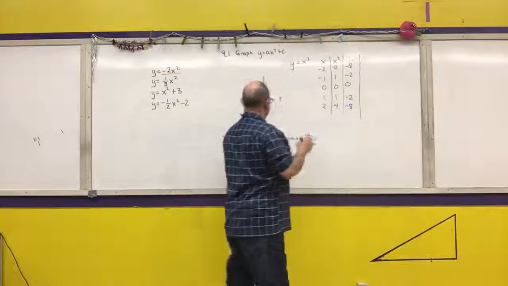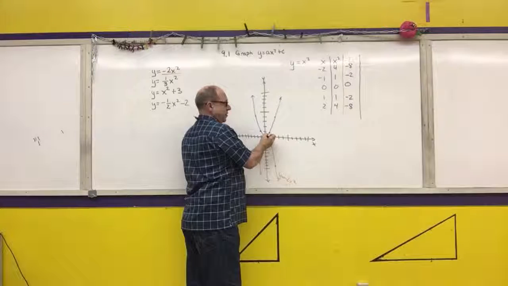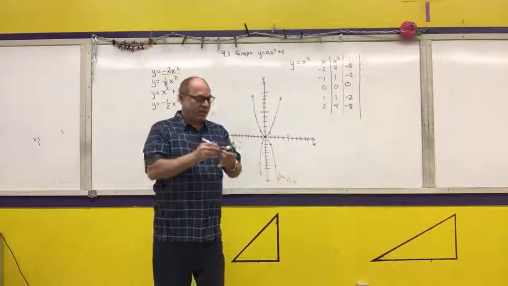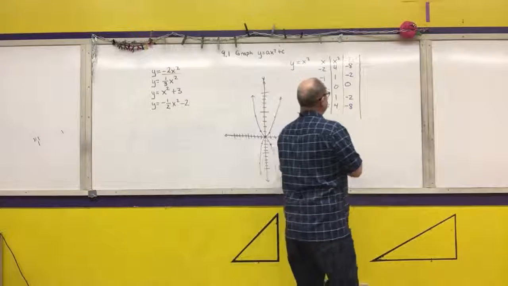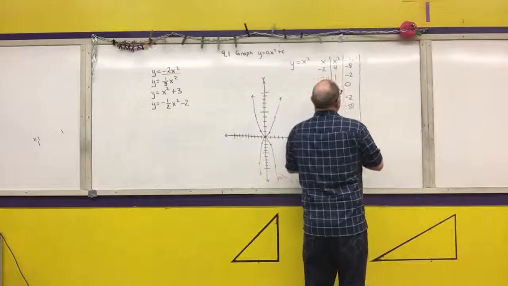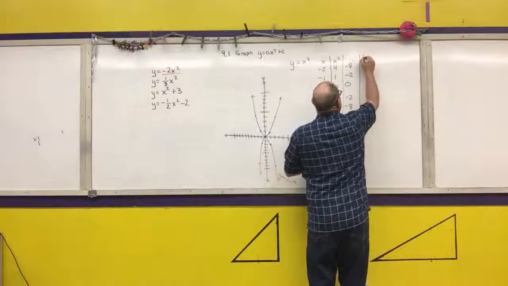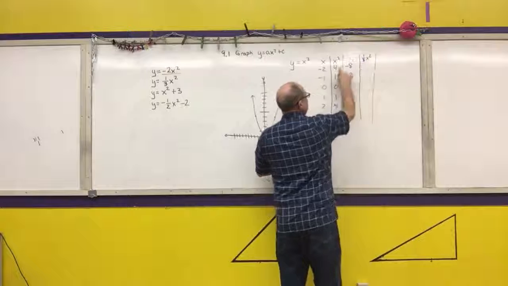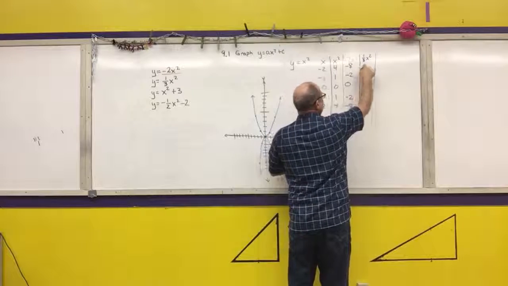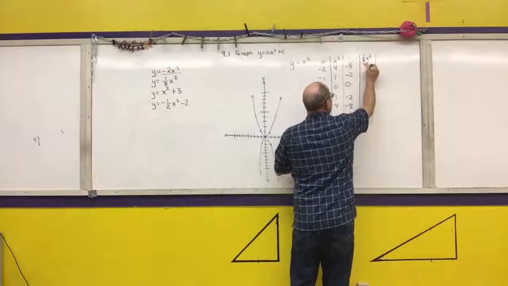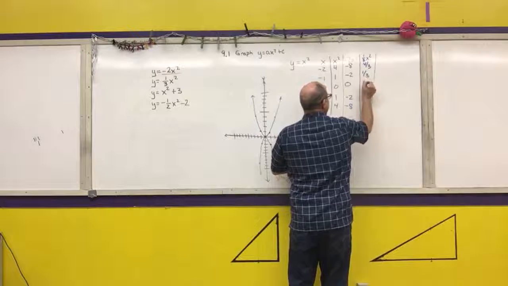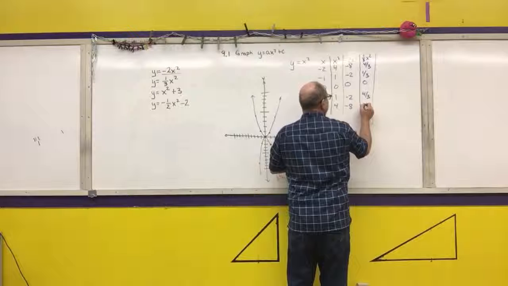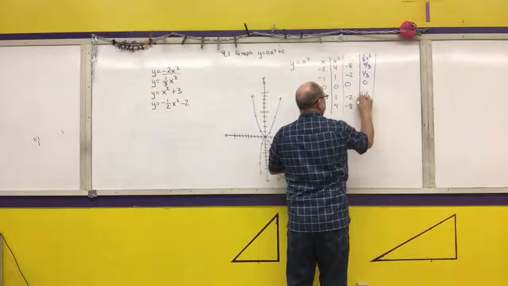So again, if I know where the vertex is, I can go over 1, up 1/3, over 2, up 4/3. So that's one way you can do it. Or you take your point, 1/3 x squared says to take each of the numbers in this x squared column and multiply it times 1/3. So that would be 4/3, 1/3, 0, 4/3, and then 4/3.